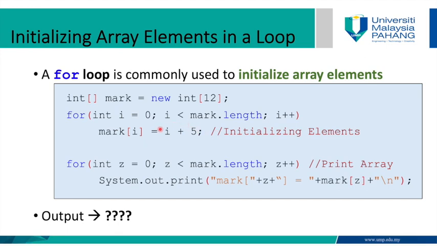That means the initialized element in this array is going to be the value i + 5, and then it will keep looping until it arrives at the final index of the array. Then for int z equal to 0, z less than mark.length, z++, that means we are trying to print the array, System.out.println, and then print the value. You can try this code if you want to see the output.